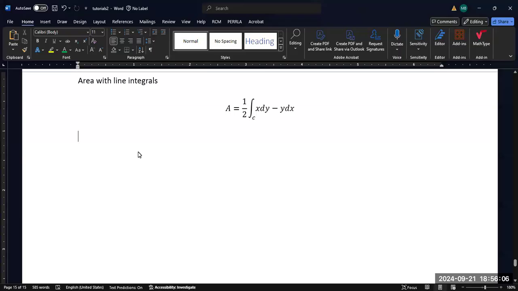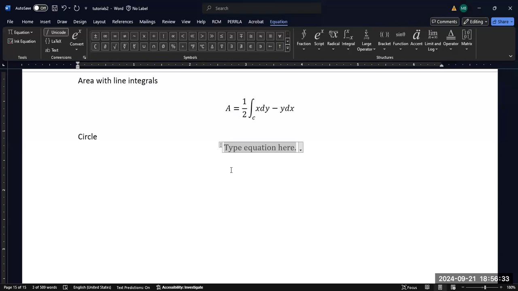All right, so in this video, we're going to be looking at using line integrals in order to calculate area. And so this general formula is the area formula that we can use for line integrals. Now, the difficulty we're going to have is, of course, whatever we're going to find the area of, we need to parameterize it in order to insert it into this formula. So let's look at a couple of examples. We'll start with a circle.